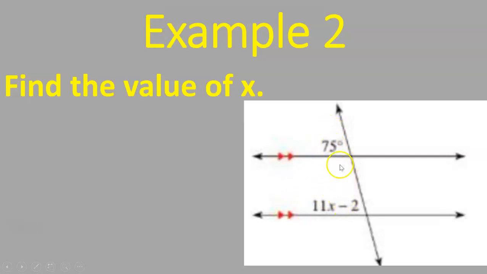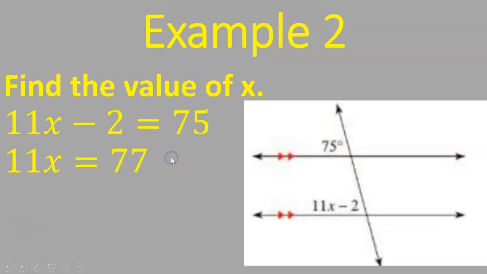These look like they're both acute. Okay, so you simply set those equal to each other and solve for x. Add 2 to both sides, divide by 11.